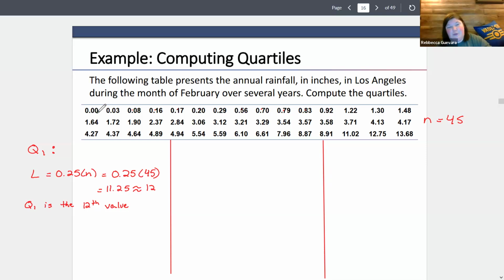Remember, first we were supposed to order this data from smallest to largest. I actually forgot to go over that, but this data was already arranged from smallest to largest, so we just want to find that 12th value. So we count: this is my first, second, third, fourth, fifth, sixth, seventh, eighth, ninth, 10th, 11th, 12th. My Q1 is going to be 0.92. Like I said, L is just telling you the location. It's what we consider a locator function.